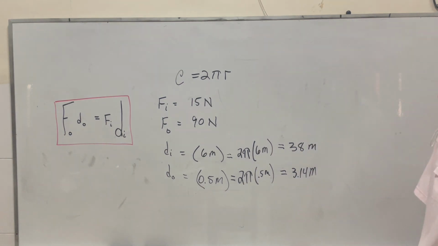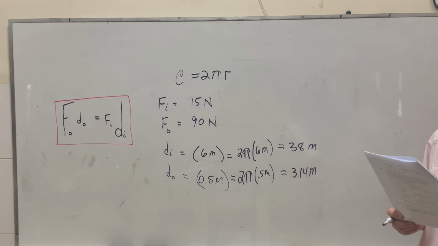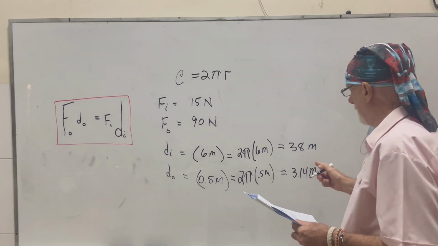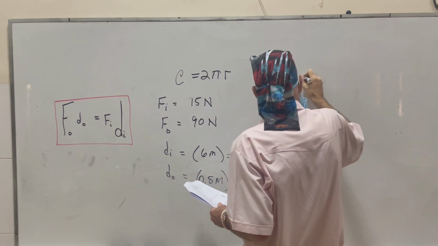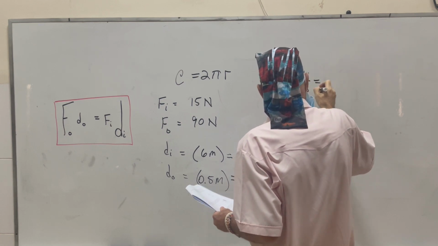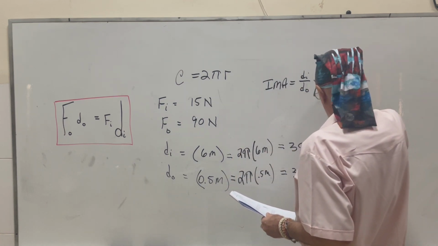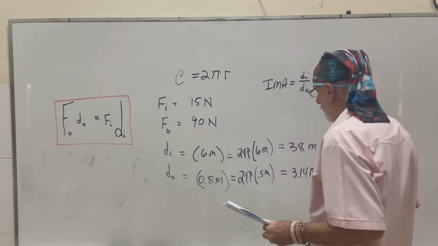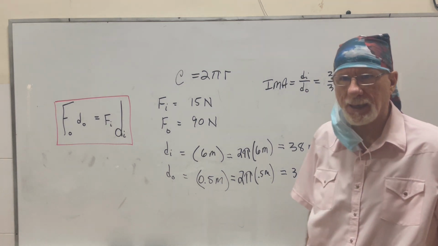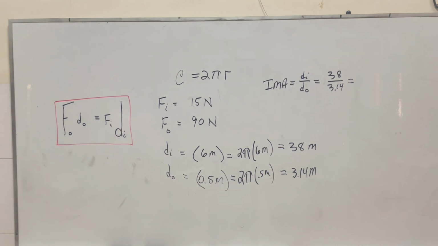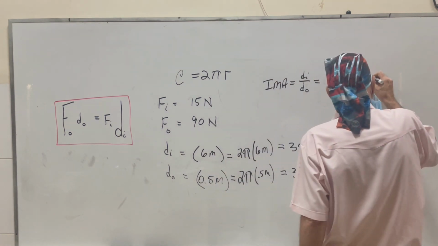Okay. So that's the data that we're given, correct? All right, a little reduction there. It says, what is the ideal mechanical advantage? So it would be 38 over 3.14. What's 38 divided by 3.14? What is it? 12? 12.1? Okay, we'll go with significant figures.